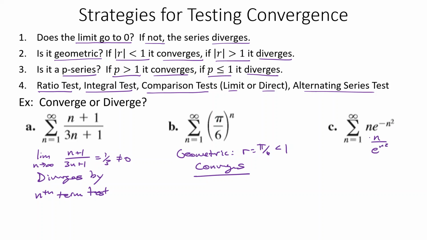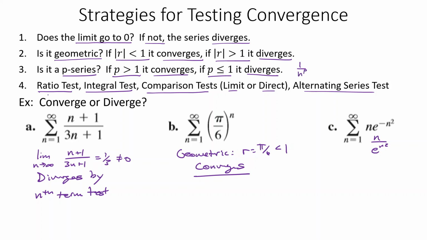All right, does the limit go to 0? Yeah, the limit is going to go to 0 here because the bottom's an exponential much bigger than n. It's definitely not geometric because we're raised to the n squared and we have an n on top. It's not a p series because we need to remember for p series it needs to be 1 over n to the p, like that.